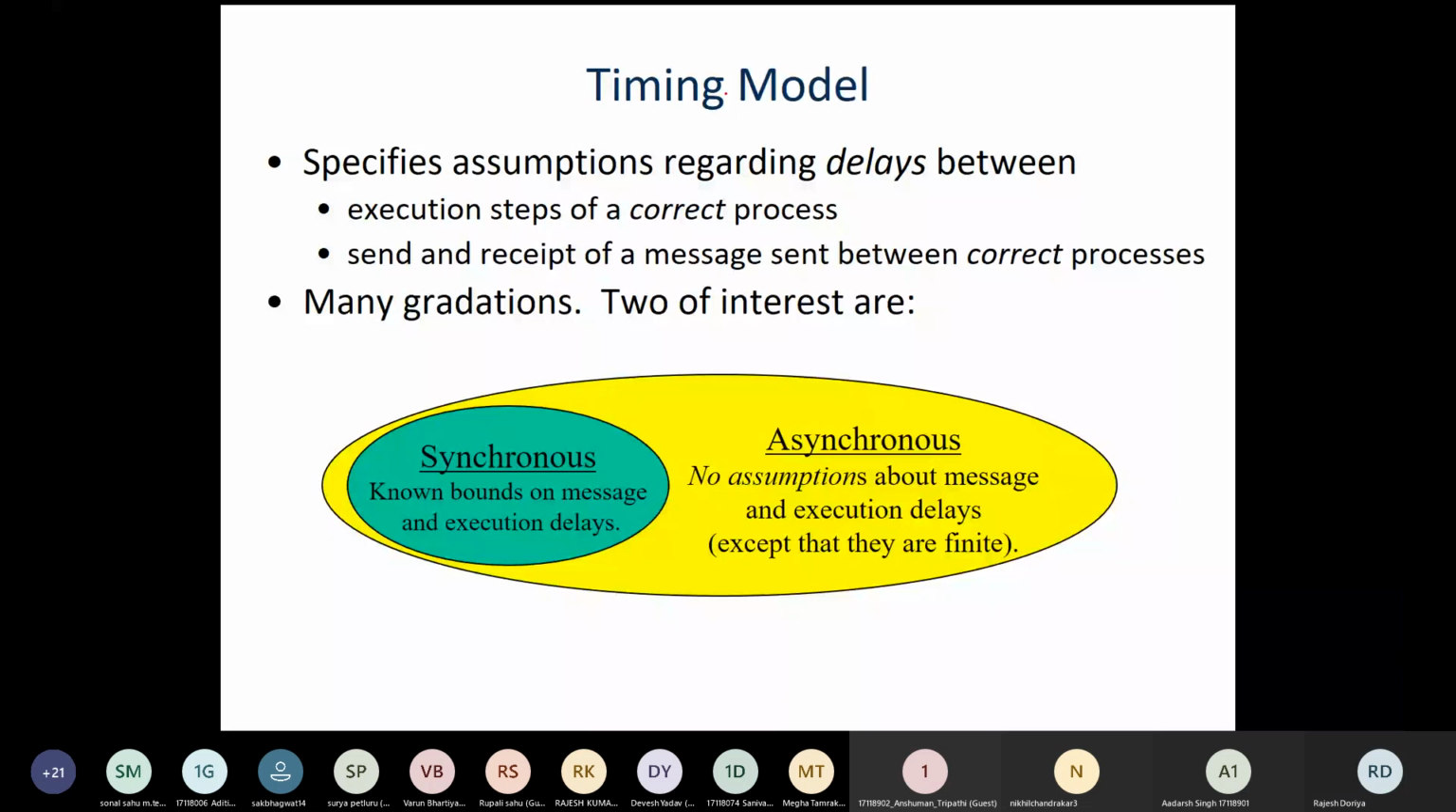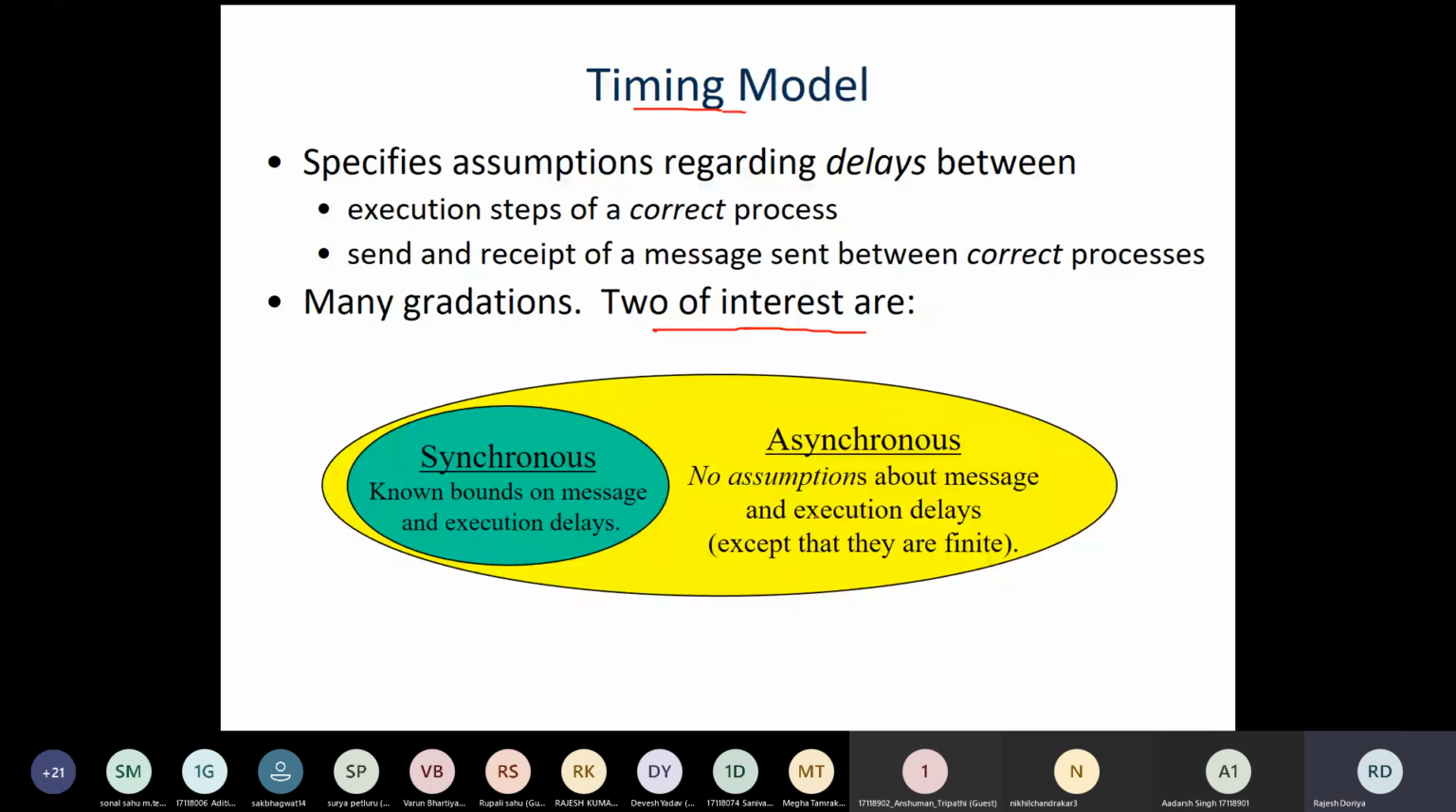Then if you talk about the timing model, it talks about the specific assumptions regarding the delays between the processes: execution steps of a correct process, and send and receipt of a message between correct processes. There are many varieties of it, and we are very much interested in two specific varieties, asynchronous and synchronous. Asynchronous means we do not have any assumptions about the message and execution delays, except that they are finite. So messages are going to be delivered in finite time, but we do not know how much delay it is going to incur.